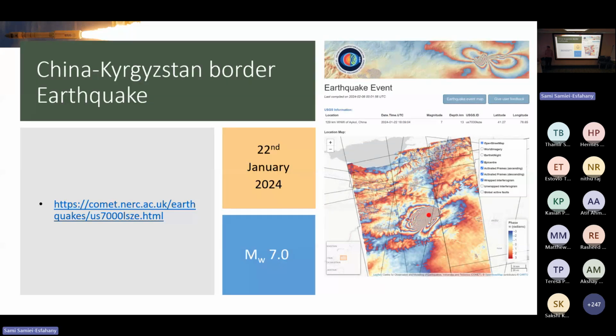So here's an example that was actually on the advertisement for this event. It's an earthquake that happened on the border between Kyrgyzstan and China last year. It's a magnitude 7. So you can go on this event page and download the data and have a look at where the fault may have occurred, and if you were going to model the data, you can do that. Look at its relationships to topography, whatever analysis you want to do. So what are those pictures actually showing?